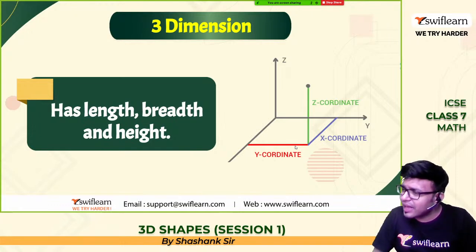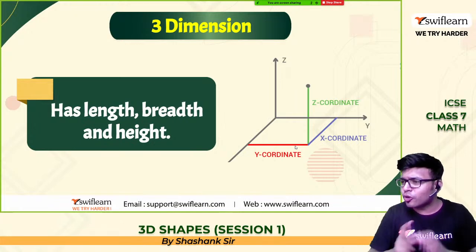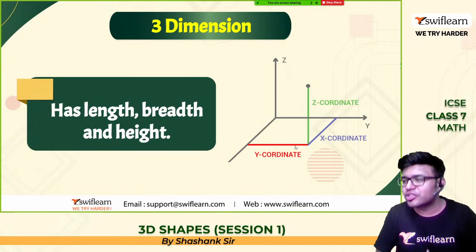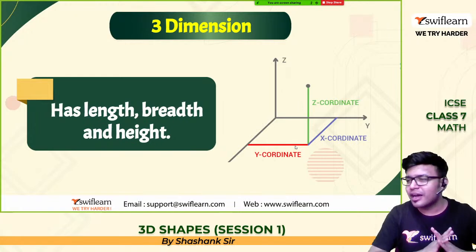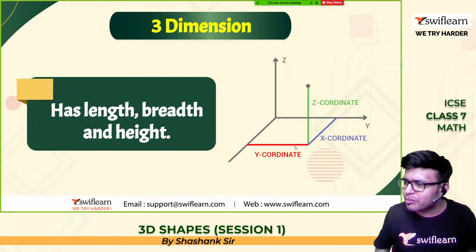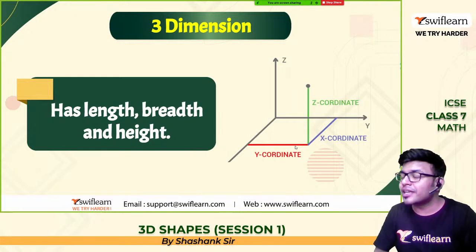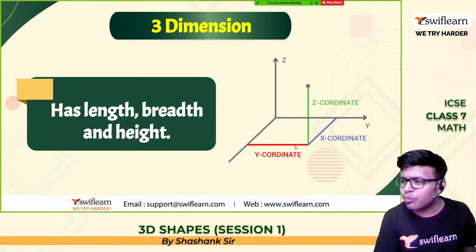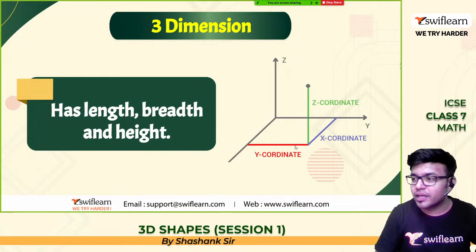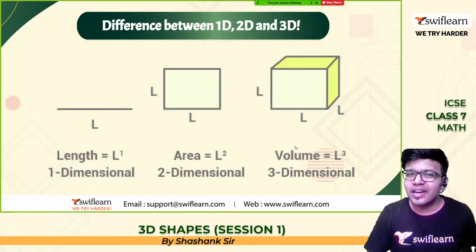A geometrical figure having length, breadth, and height is a three-dimensional object. Example, your Rubik's Cube. I've seen so many students nowadays playing with Rubik's Cube. A lot of Swiflearn students master the Rubik's Cube. Sir, look Shashank sir, I did it in 2 minutes, I did it in 3 minutes, in 1 minute. And by the way, do you know what the Guinness World Record is? It's 13 point some seconds. The fastest person to solve the Rubik's Cube has taken 13 point few seconds. So this is a three-dimensional object.